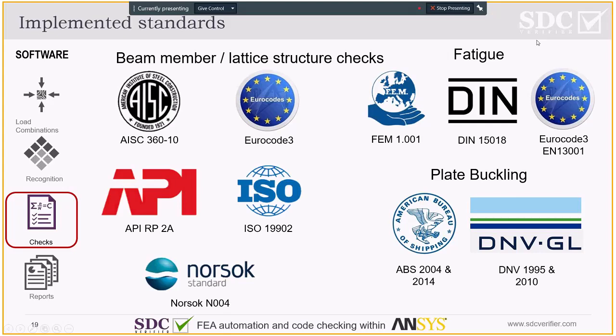So the recognition of BIM members is used for BIM member checks. For fatigue, it's extremely important to recognize the weld and set the weld classification. For FEM, DIN, and Eurocode 3, and in this version, on this Monday, we released version 5.2, where we have EN 13001 as well. And then recognition of sections and plates is important to have the correct results for your plate buckling checks according to DNV or ABS.